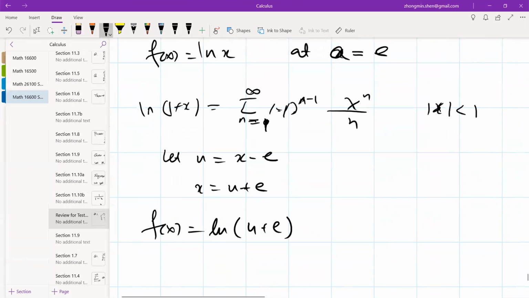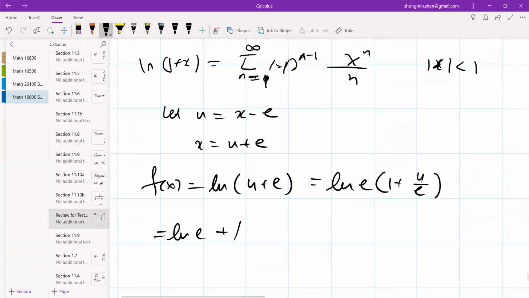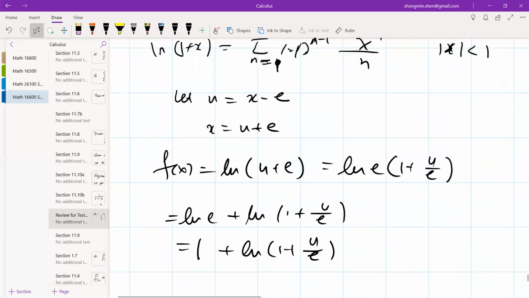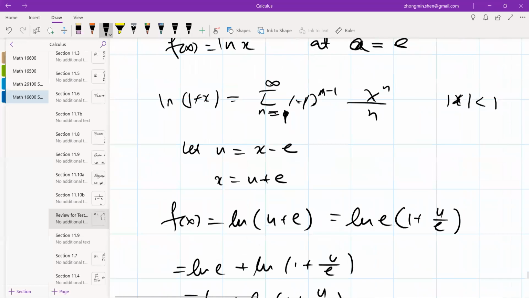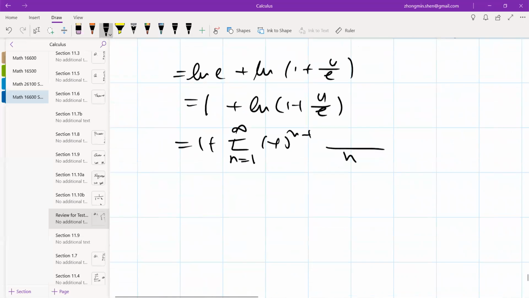How can I express it in the form 1 plus x? You take e out, right? Okay. Then you separate that: natural log of e plus natural log of 1 plus u over e. Natural log of e is 1. Then it's plus the sum, so n starts from 1, negative 1 to the n minus 1, right? Over n, and u over e to the power n.